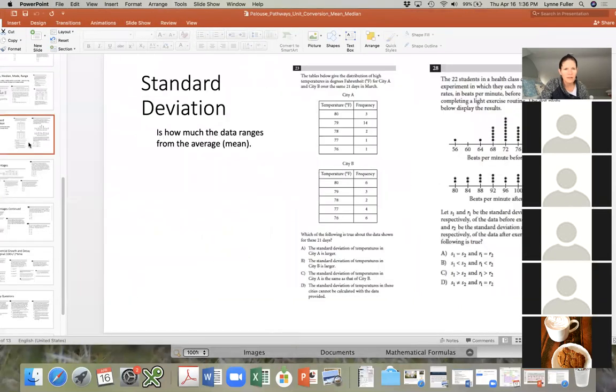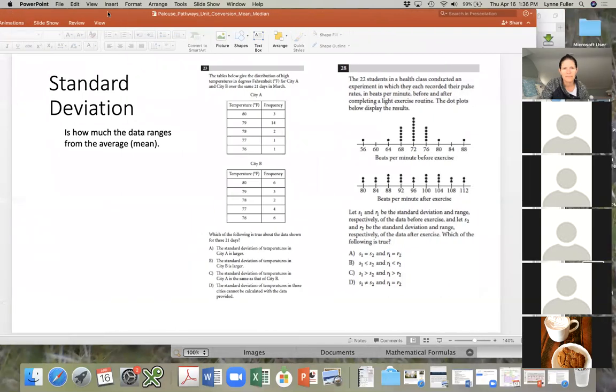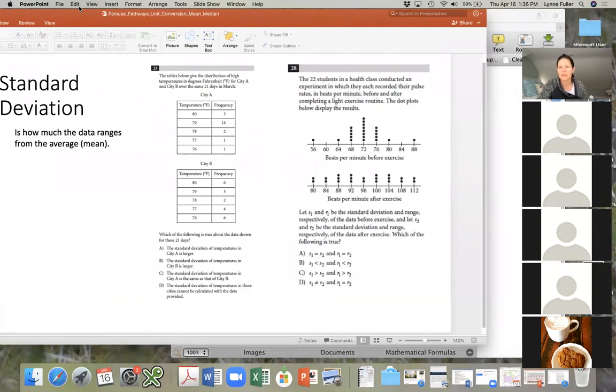So let's take a look at standard deviation. Standard deviation creates a bell curve. You can almost see it here in problem number 28. If you were to draw a line creating an upside down parabola, an upside down U, this one would have quite a spike over 72, and this would be a low, slow U from 80 to 112. So standard deviation is how much the data ranges from the average. And that's all that means.